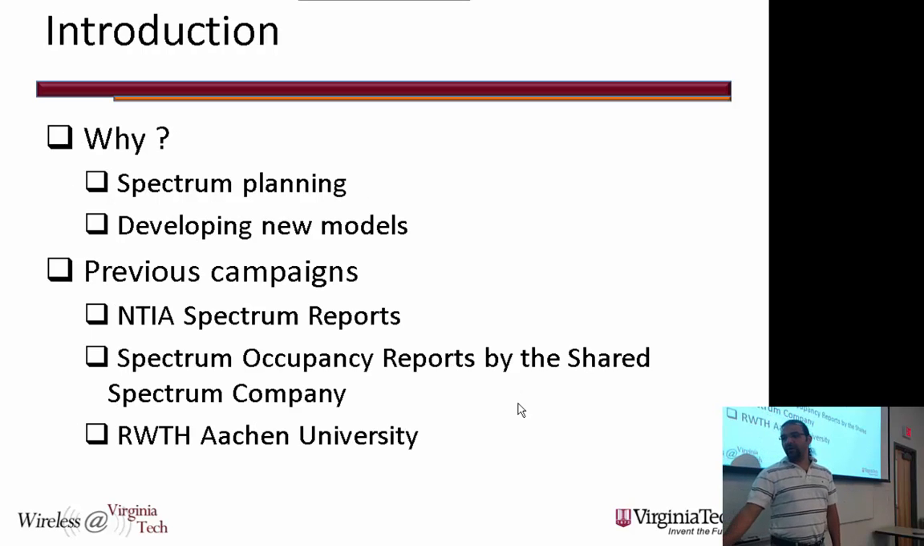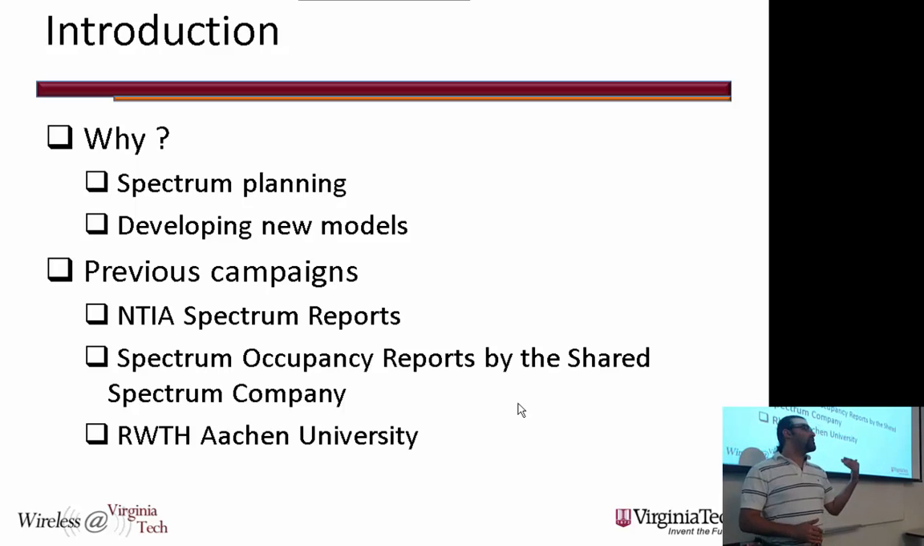So first, why do we need to observe the spectrum? Some trivial reasons are that we need to use this data to create prediction models for improving spectrum sensing, spectrum decision making, or the spectrum sharing and mobility processes. Also, regulators are interested in continuing to monitor what's going on. Some previous significant campaigns were done by the NTIA and by the Shared Spectrum Company, as well as Aachen University.